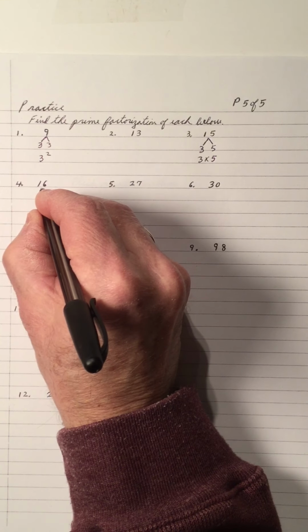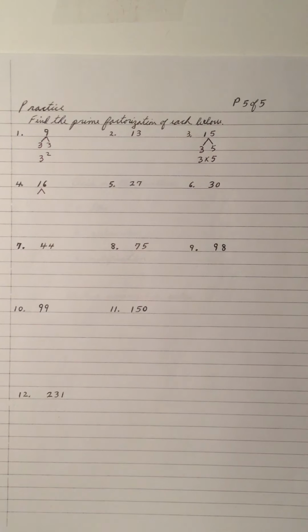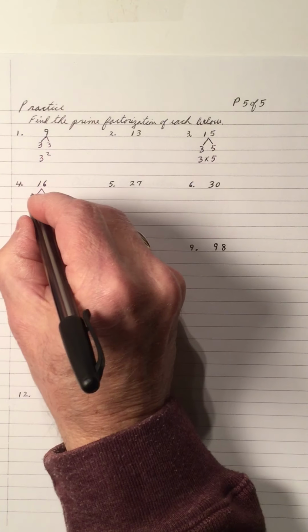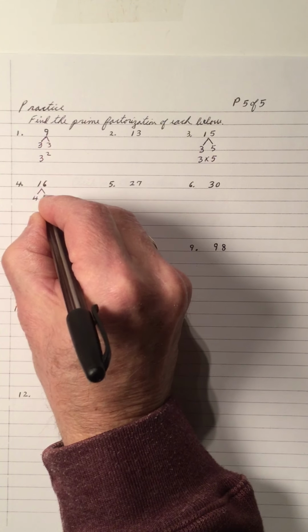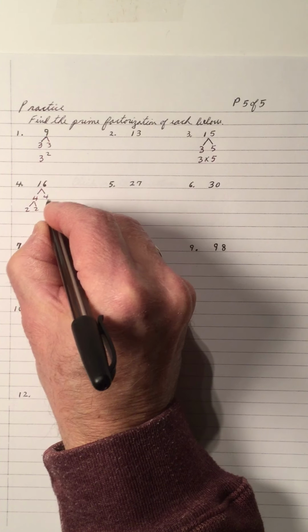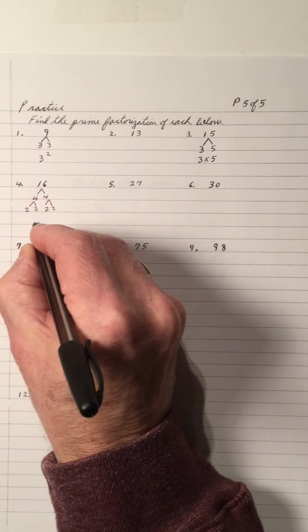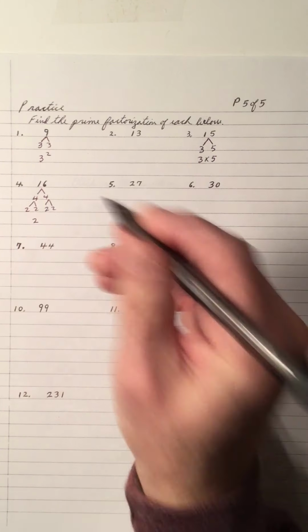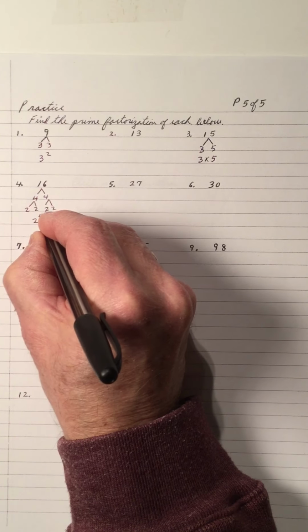16, you could have 16 as 16 is even, so you can go with a 2, or you can go with 4 times 4. And the 4 is broken down into 2 times 2. And this 4 is 2 times 2. Only one kind of factor, 2, and there are four of them, so it's 2 to the 4th.